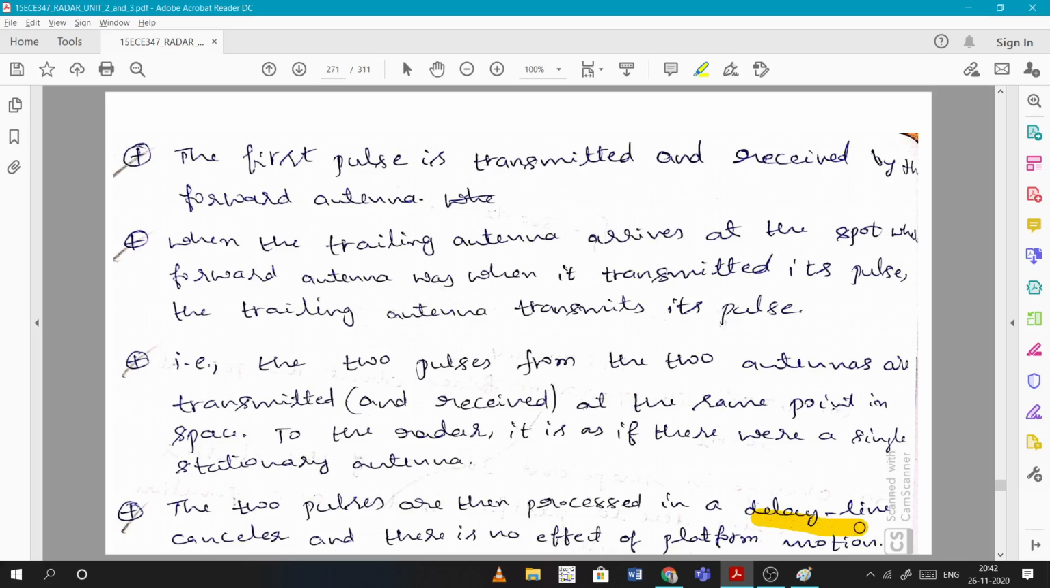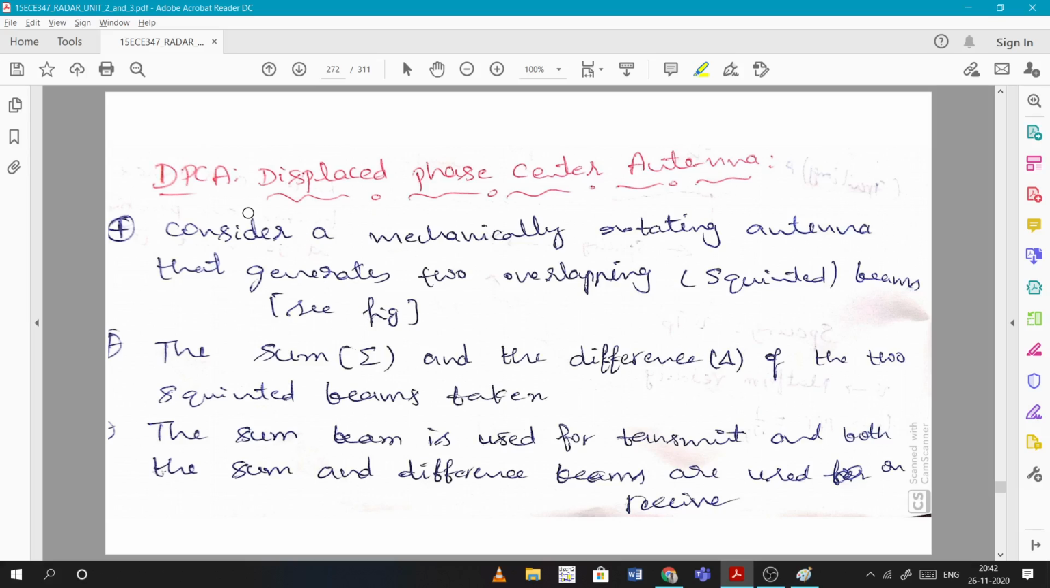So this is what we used previously, the delay line canceller. We have used single delay line, double, triple, like that, no? Now coming to DPCA, that is displaced phase center antenna. So consider a mechanically rotating antenna that generates two. Basically, what DPCA should do is decrease the width of the coherent, right?